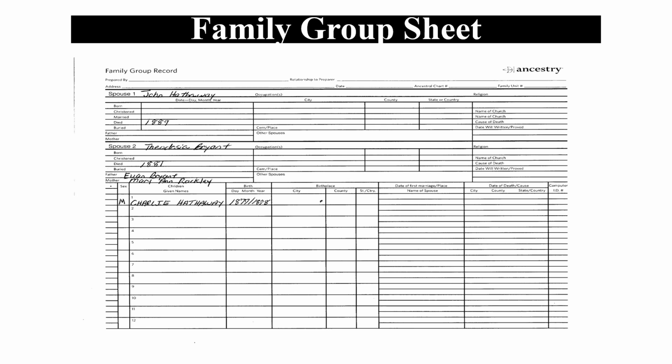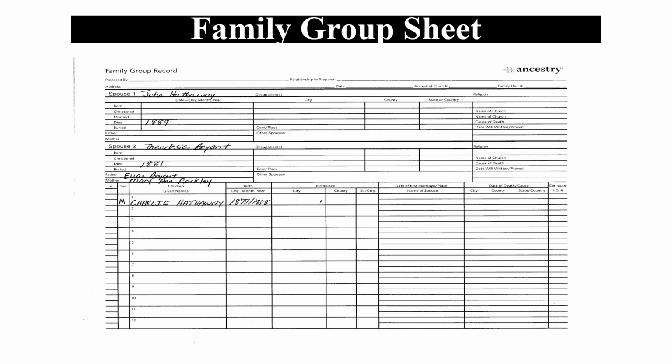Now, if you remember back, Evan and Mary had 8 children listed on the 1880 census. They actually had 10. And this is the family group sheet for one of their daughters, Theodosia, who was already married in 1880.